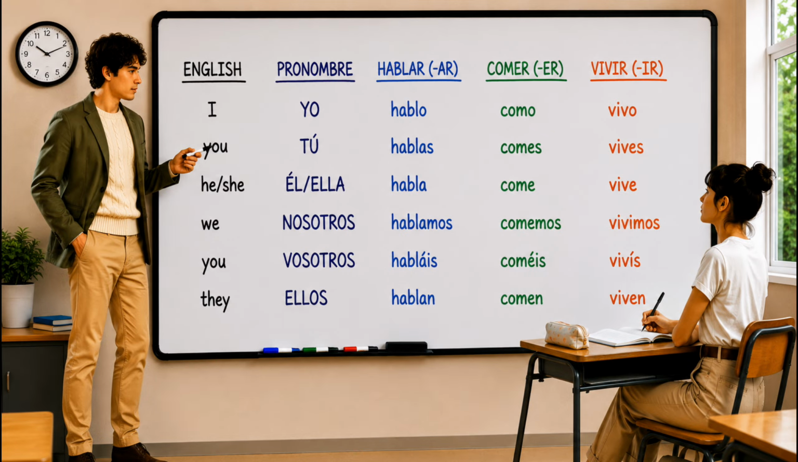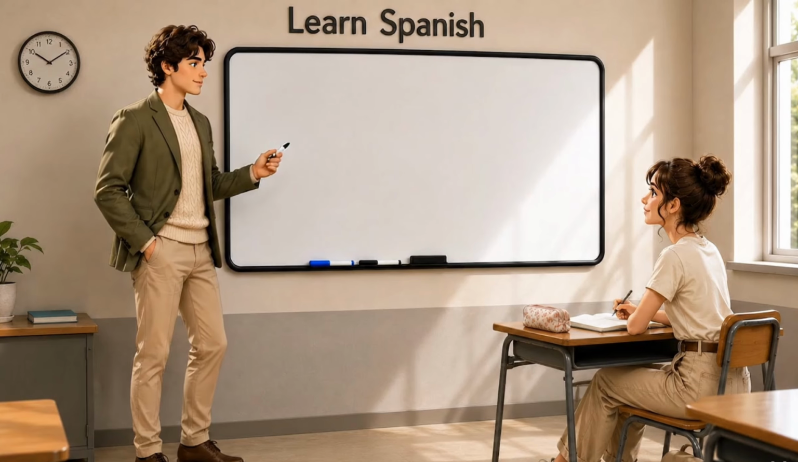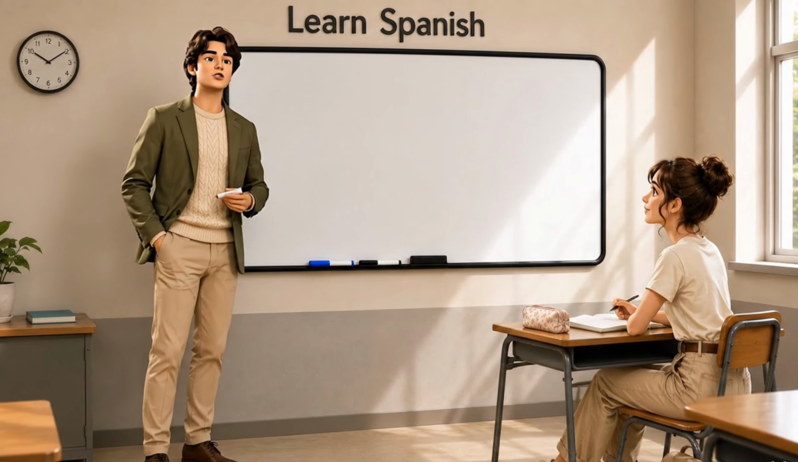Tú hablas. Tú comes. Tú vives. It's the same with the others. In AR verbs, the A takes precedence. Hablas, habla, hablamos, habláis, hablan. In ER verbs, the E takes precedence. Comes, come, comemos, coméis, comen. For IR verbs, they're like the ER verbs. They share almost everything and only change in the we and you forms, using the I form. Vivimos, vivís. Now we are going to explain the 10 verbs.